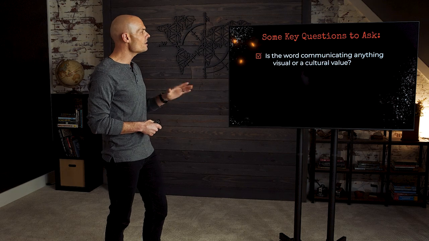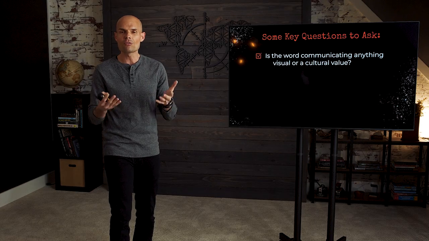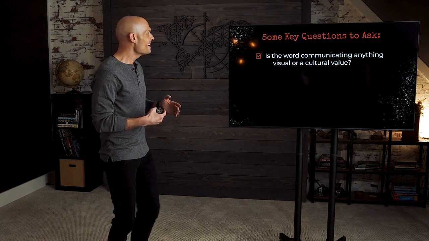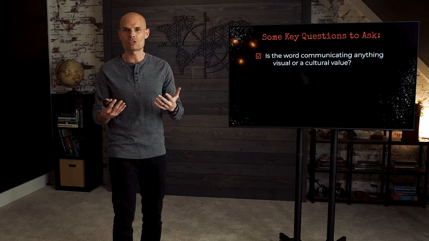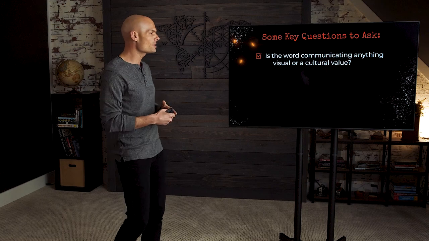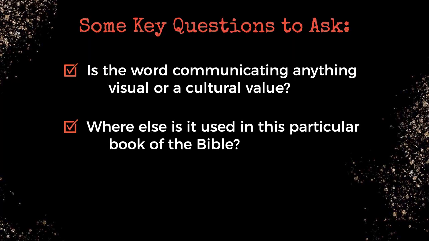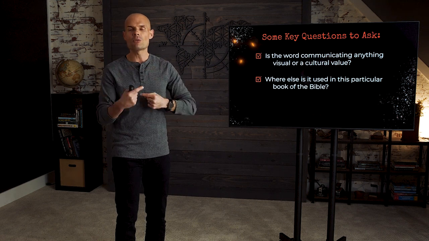Another question here, is the word communicating anything, visual or a cultural value? I mentioned at the top of the episode that cultural values are buried in the ancient languages. And you have this visual because Greek and Hebrew have a lot of word pictures associated with them. So are there any word pictures that go along with that particular word that you're looking at? And where else is it used in this particular book of the Bible? So if an author is using a word, they're probably going to use it multiple times.